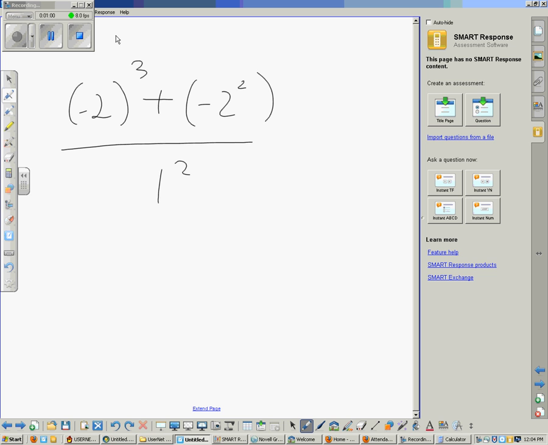Because when we look at this question, what we actually have written here, if I read it, is negative 2 cubed plus the opposite of 2 squared. So, negative 2 cubed. What is negative 2 cubed? It means negative 2 multiplied by itself 3 times, which will give us negative 8, plus the opposite of 2 squared. Since 2 squared is 4, the opposite of 4 is negative 4, divided by 1 squared.